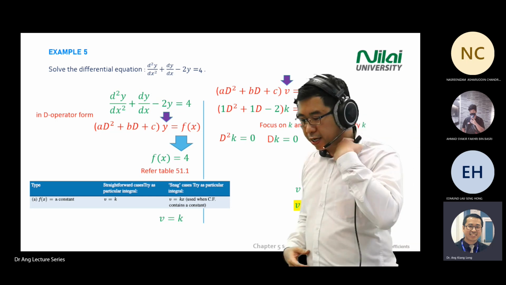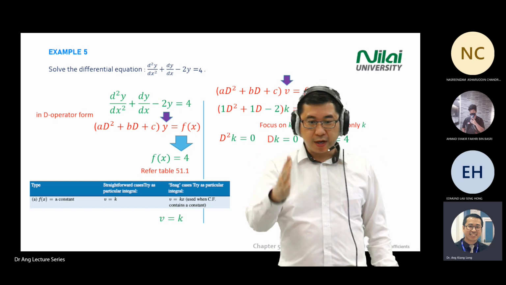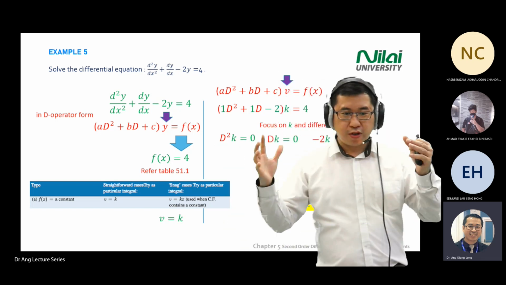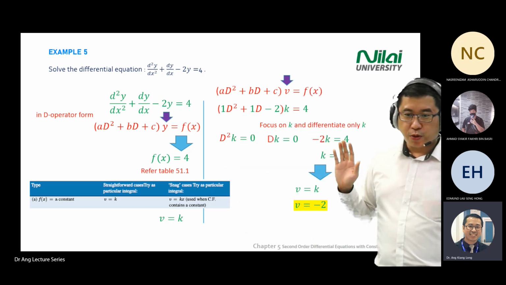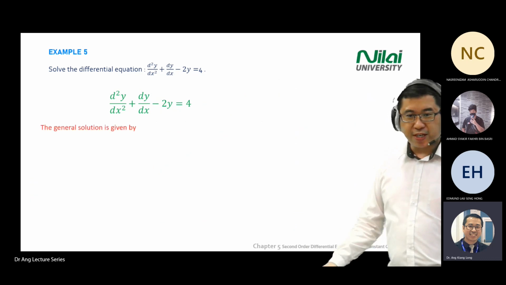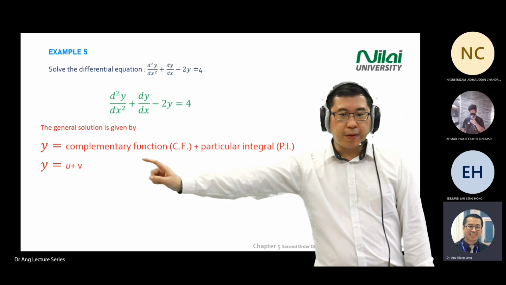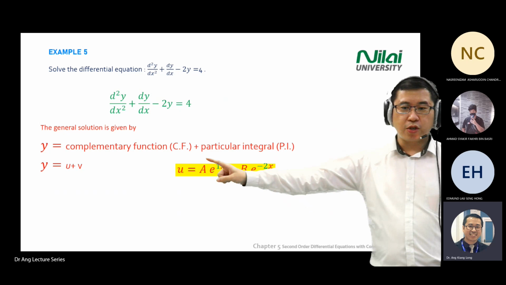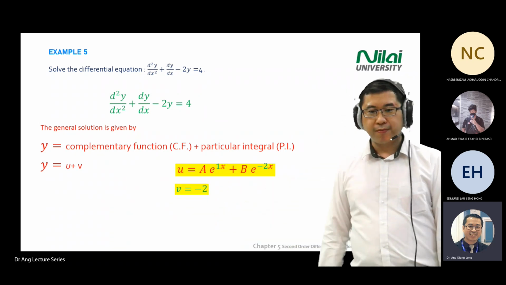Remember, just now we have a procedure where we do housekeeping and then we chop our answer into half. You do the bracket U, you do the bracket V. You already done what is your U, what is your V. The next step, very easy. You just combine the two answers. Your Y equal to U plus V. Your U, just now you already find. U equal to this one, V equal to minus 2.